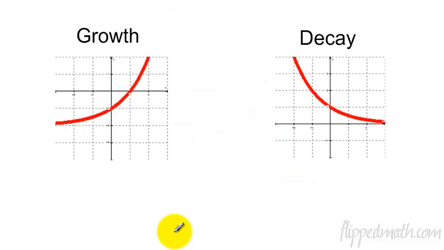Now we have growth versus decay. This is our lesson here. We're doing growth today, and in our next lesson we'll do decay. So if you're moving left to right, it's going to grow away.